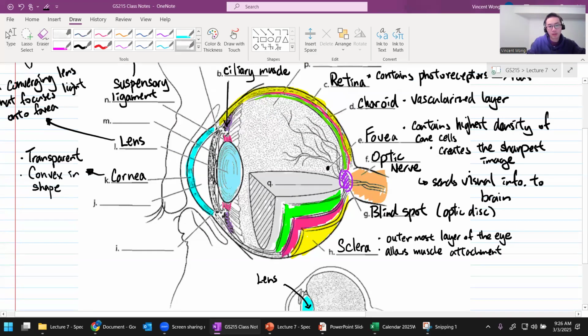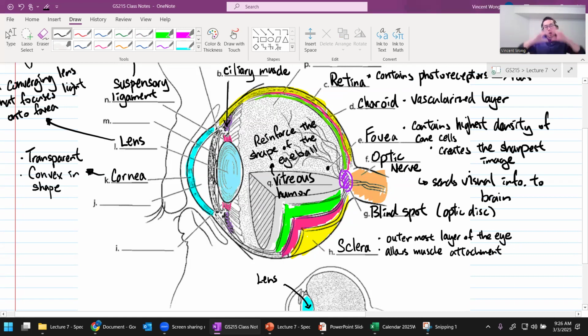They just draw a little bit of it instead of filling up everything because they want to show you the fovea and everything, right? So this gel-like stuff is called vitreous humor. Okay, vitreous humor. And the function of vitreous humor is basically to reinforce the shape of the eyeball. Okay? It props the eyeball up so it doesn't collapse.